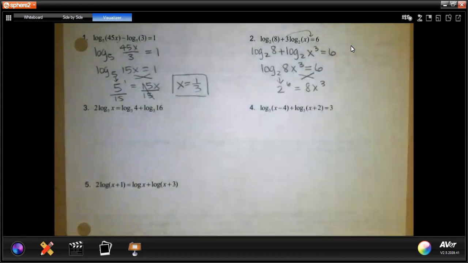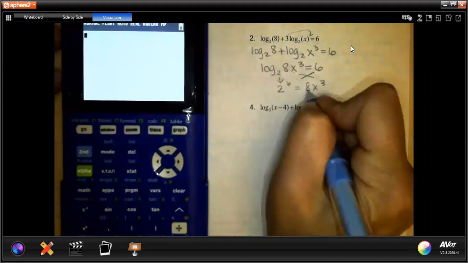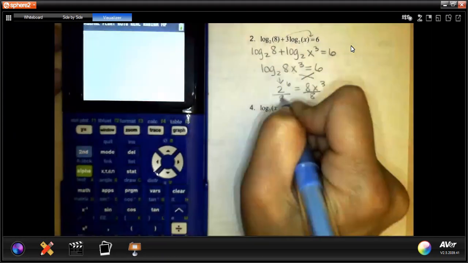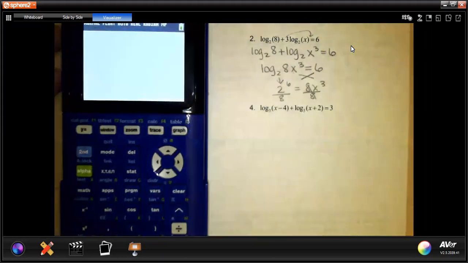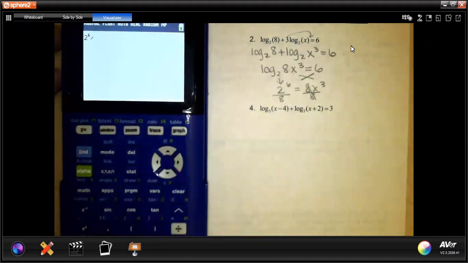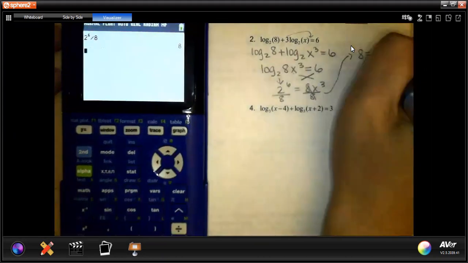Now we're left with a cubic here, but we've done that previously in the year, so we're able to do this. I am going to use my calculator to simplify here. These two are being multiplied, so I divide by 8. So we get 2 raised to the 6th power, I get out of my exponent and then divide by 8. And so that gives us 8 is equal to x cubed.